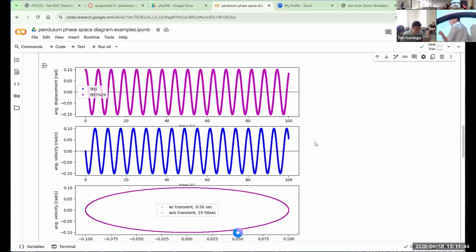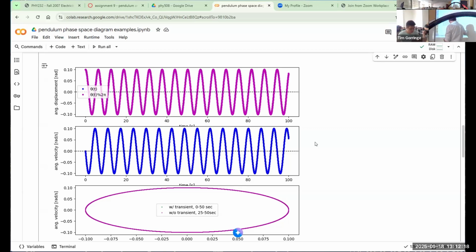Horizontally is the position coordinate, theta. Vertically is the velocity coordinate, omega. So we've got radians horizontally, and we've got radians per second vertically. The equilibrium point of the pendulum, we defined it to be zero. So the equilibrium point is right here, the center of this plot.